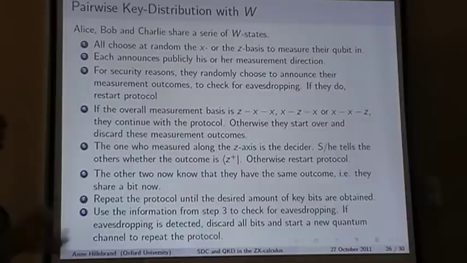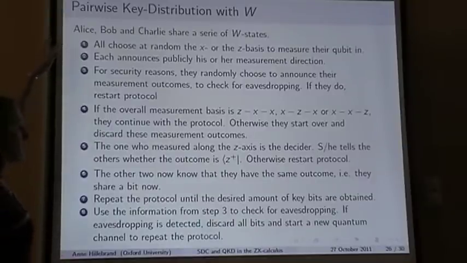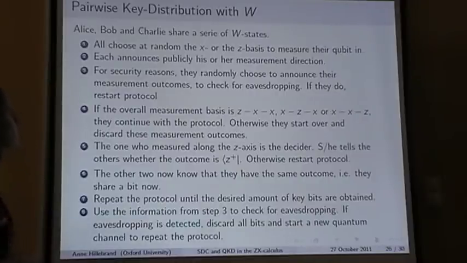So Alice, Bob, and Charlie share a W state. Each of them has 1 qubit. What they're trying to achieve is to share a key between pairs of them, but they can't decide in advance which 2 people will be sharing the key. So they all measure their qubit at random in either the X or the Z basis, and then they announce their measurement direction, not their outcome.